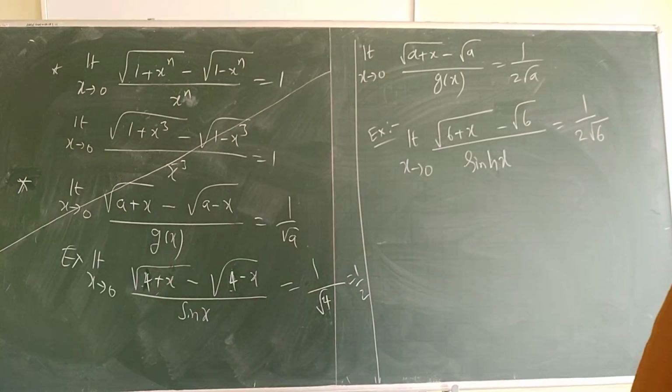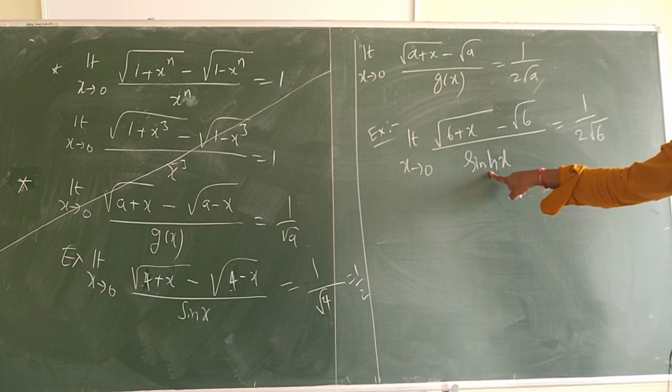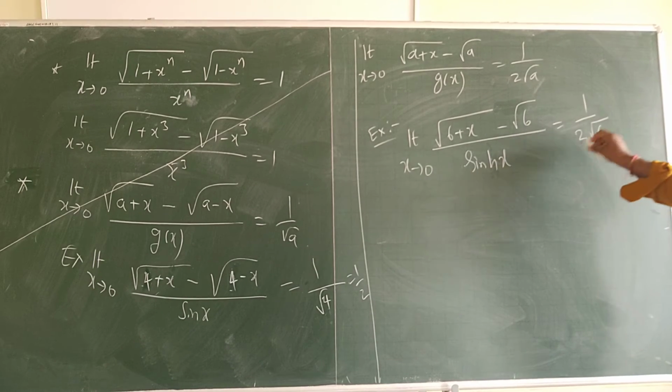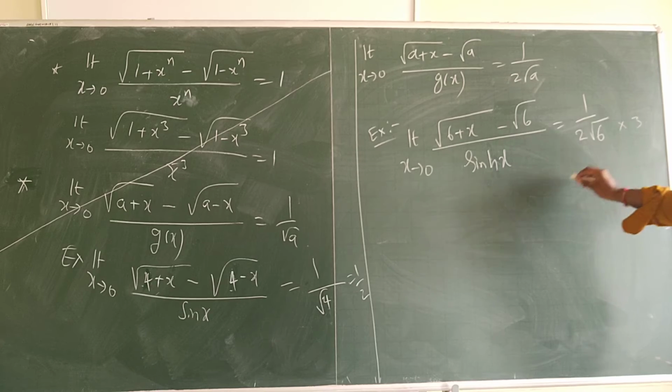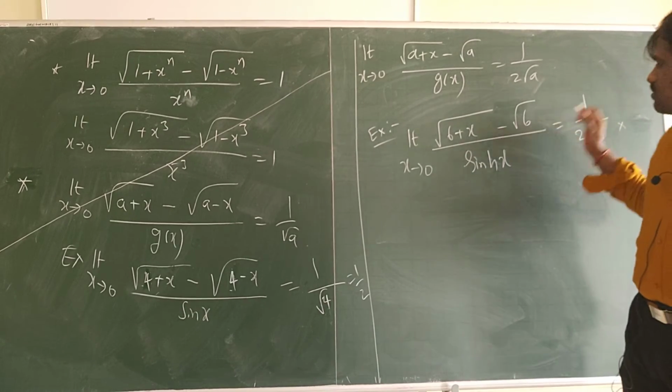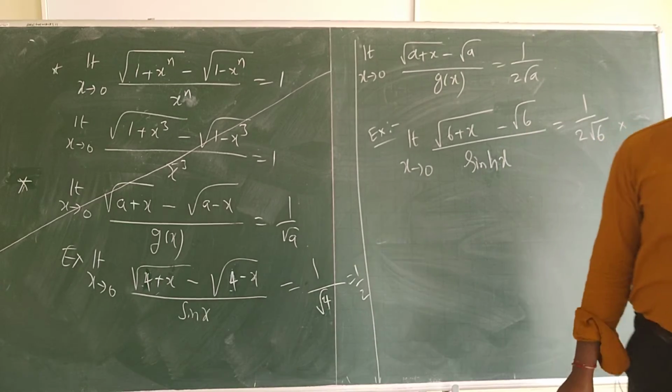You will get 0 only, that time you get 1. But if you have here 3x or 4x, then you have to multiply into 3 or into 4. If you have 3x, 4x, any number, sin x, any function is there, you will get like this. Okay.